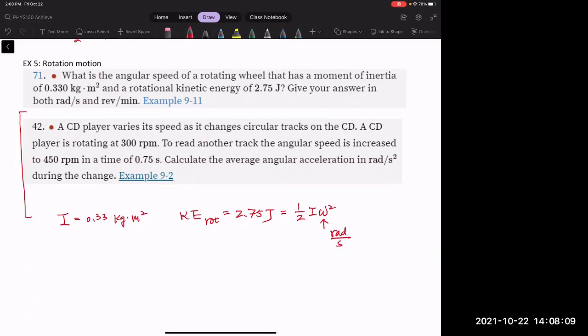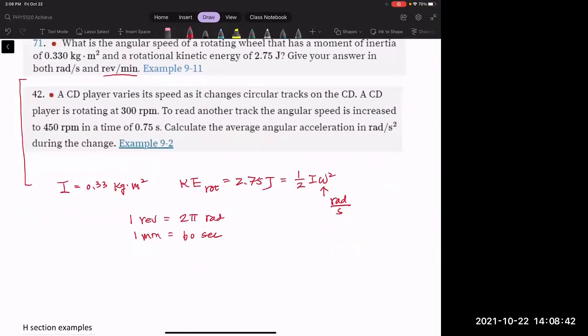If we want the answer not in radian per second but in revolution per minute, this is the RPM, the same as round per minute, then you have to do a conversion. So 1 revolution is equal to 2 pi radians, and 1 minute is equal to 60 seconds. You use this to do the conversion.